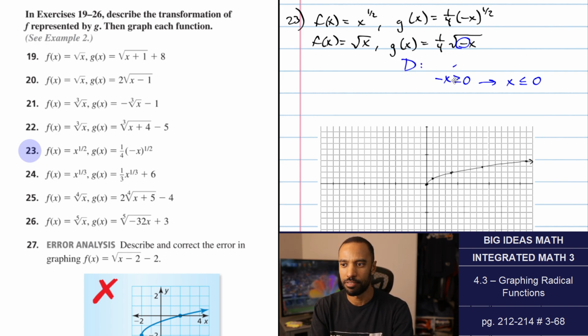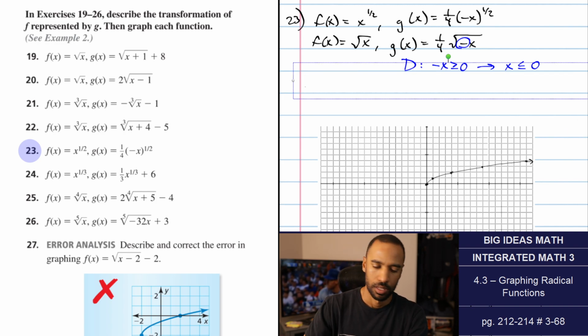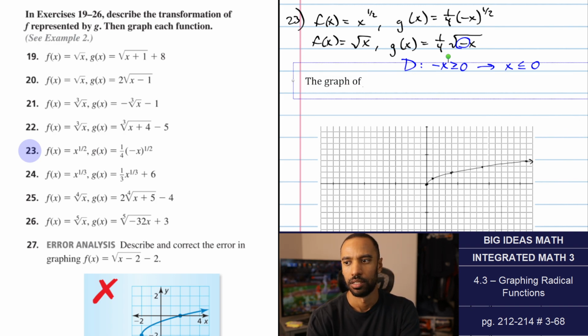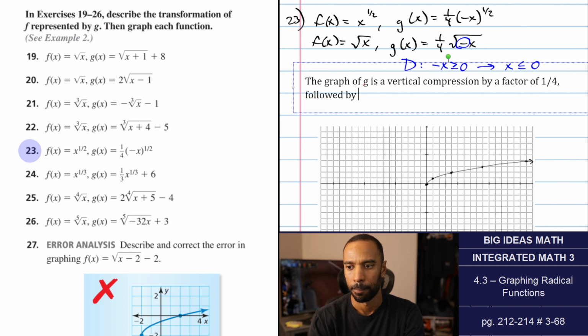Anyway, so with all of that in mind, let's go ahead and get that set up and ready to go. We have to describe it first, and then we'll graph it. So the graph of g is a vertical compression, or shrink, by a factor of 1/4, followed by a reflection in the y-axis from f.